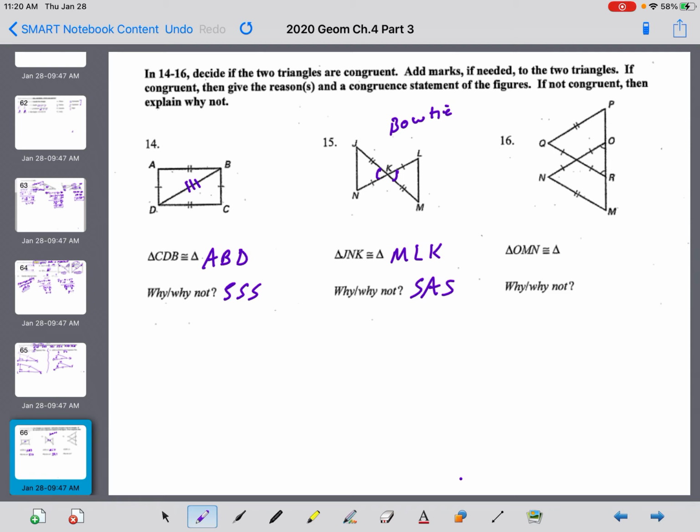So get those orders right, and, you know, the why or why nots, you're hoping to get one of the 5 winners: SSS, SAS, ASA, AAS, or hypotenuse leg.